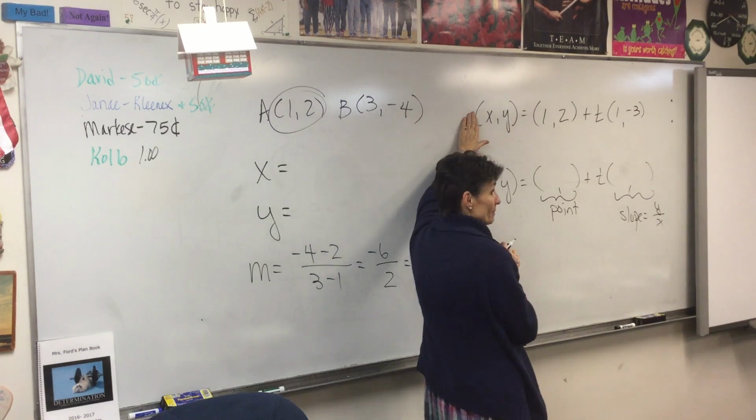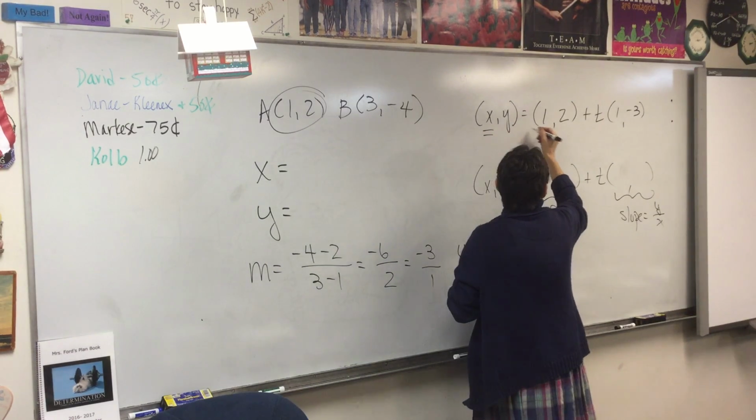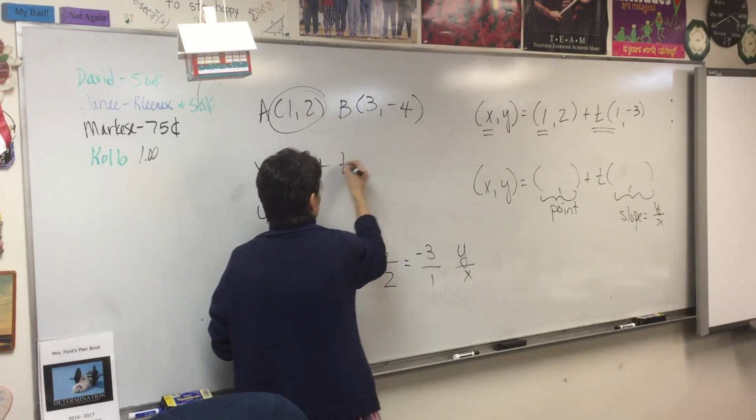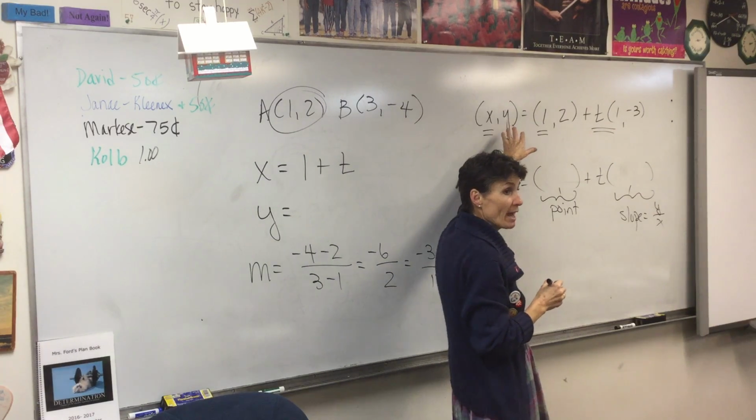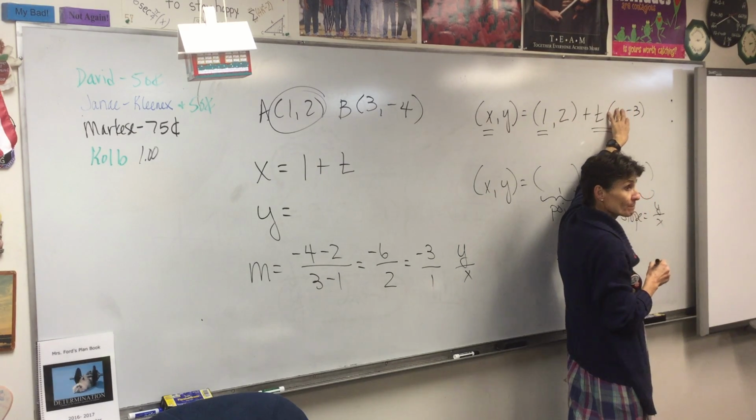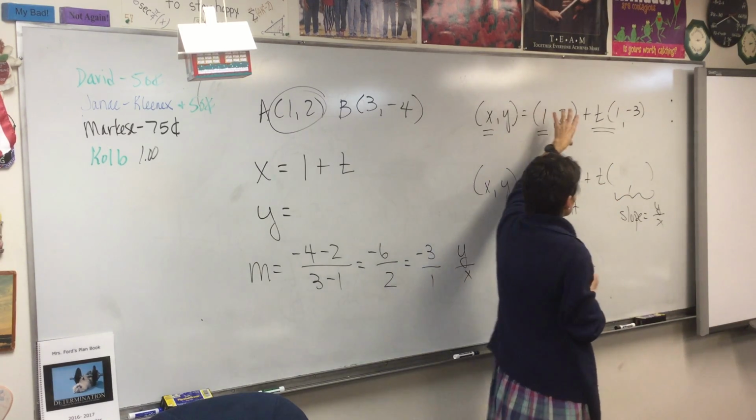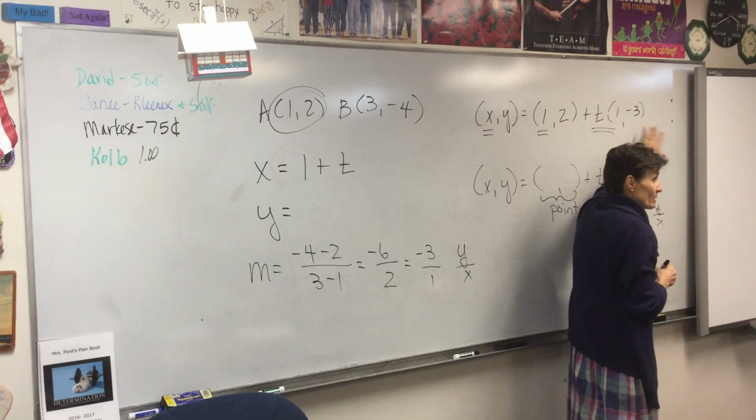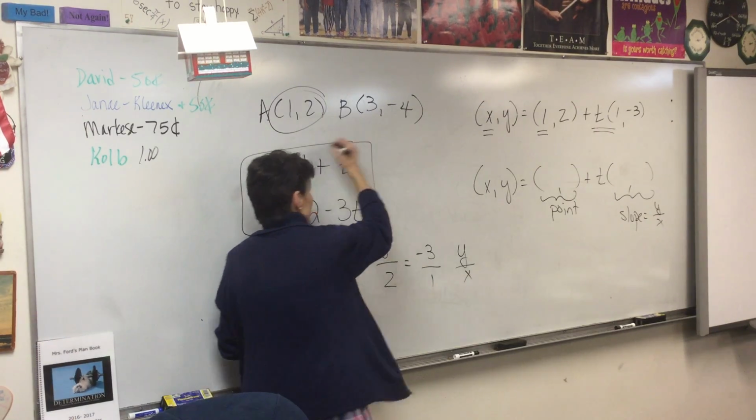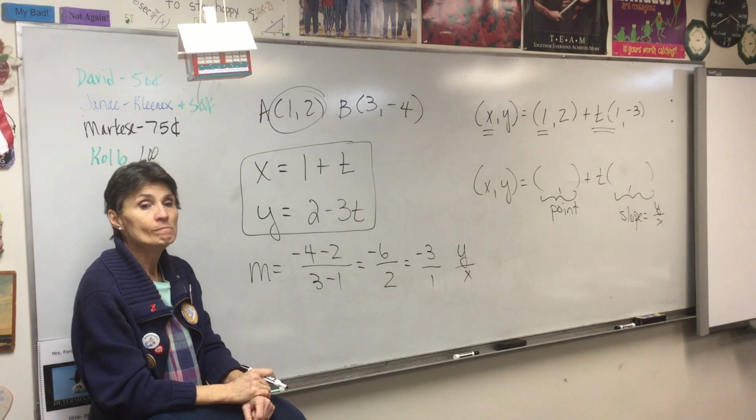Once you get that set up, then I'm ready to write my equations. X equals 1 plus 1t. Notice, for x, I'm looking at the first part of each ordered pair, because that's the x part. And then y equals 2 minus 3t. And there are your parametric equations. That is your answer. This one's minus because it's -3.